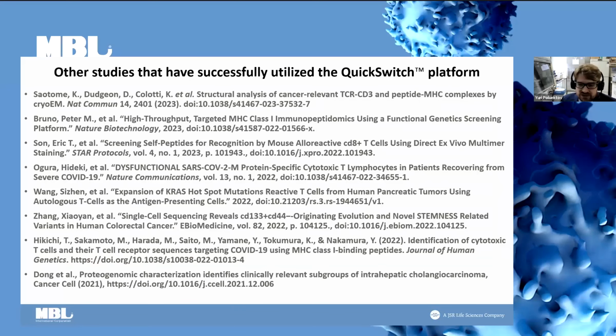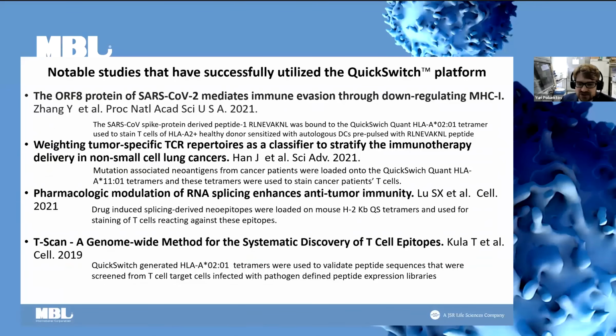Other labs have successfully used our QuickSwitch kits to stain T cells in numerous applications. In all of the above examples, the QuickSwitch platform was used as a means to generate tetramers for cell staining, just as the kit was primarily intended for. But there are other uses that the QuickSwitch kit could be used for.